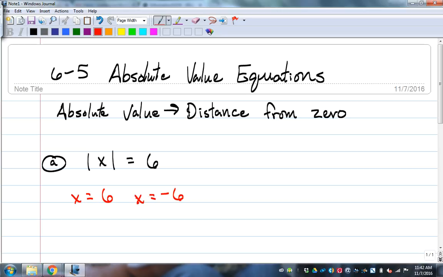If I plug a positive 6 in there, what's the absolute value of positive 6? What if I plug a negative 6 in there? What's the absolute value of negative 6? 6. 2 answers from one absolute value equation. Okay? 2 answers from one absolute value equation. It's okay. Not a big deal.